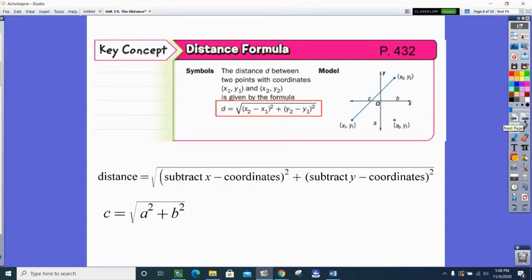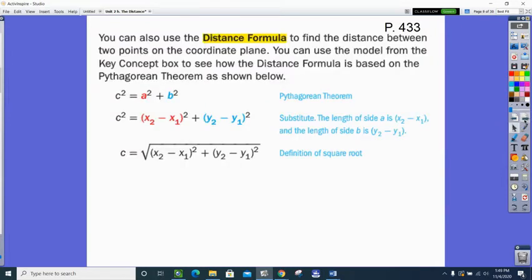So let's do one. It makes a lot more sense once we get busy. So again, here is the distance formula. It's what I just talked about. They're taking the Pythagorean theorem and kind of turning it into the distance formula. On the last page, I kind of talked all the way through that. But you can find that on page 433 of your book.